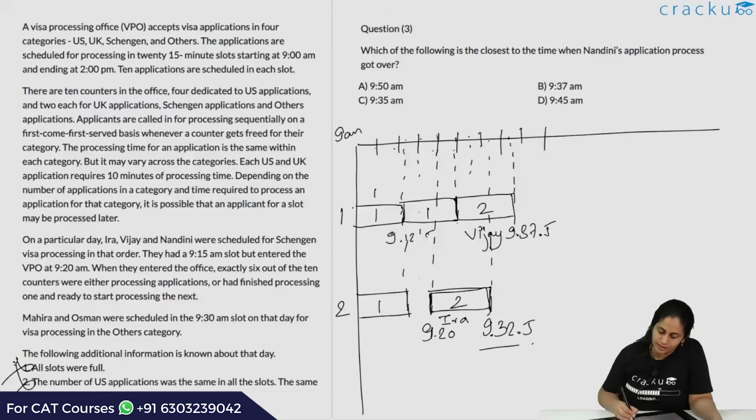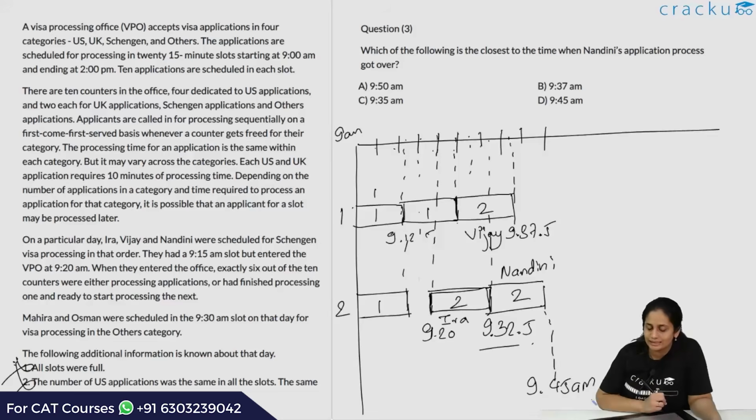Nandini's process will take another 12.5 minutes, which means that it will be done by 9:45 am. This is slot 2. This is Nandini, and hers will get over 12.5 minutes after 9:32.5, which is 9:45 am. So when is Nandini's application process over? Nandini's application process is over at 9:45 am.